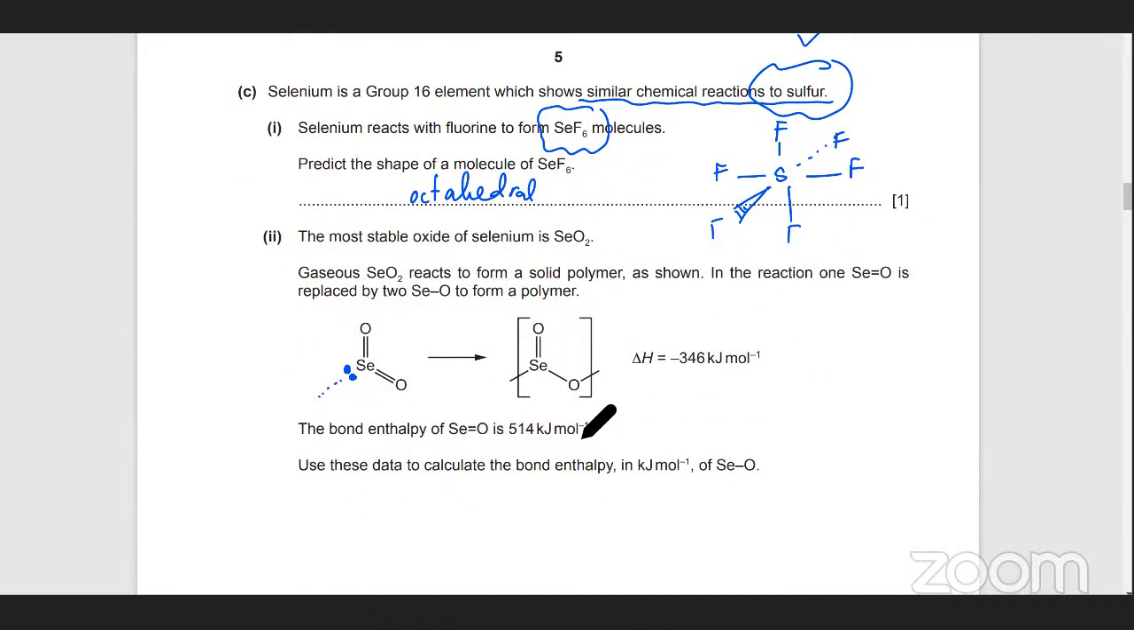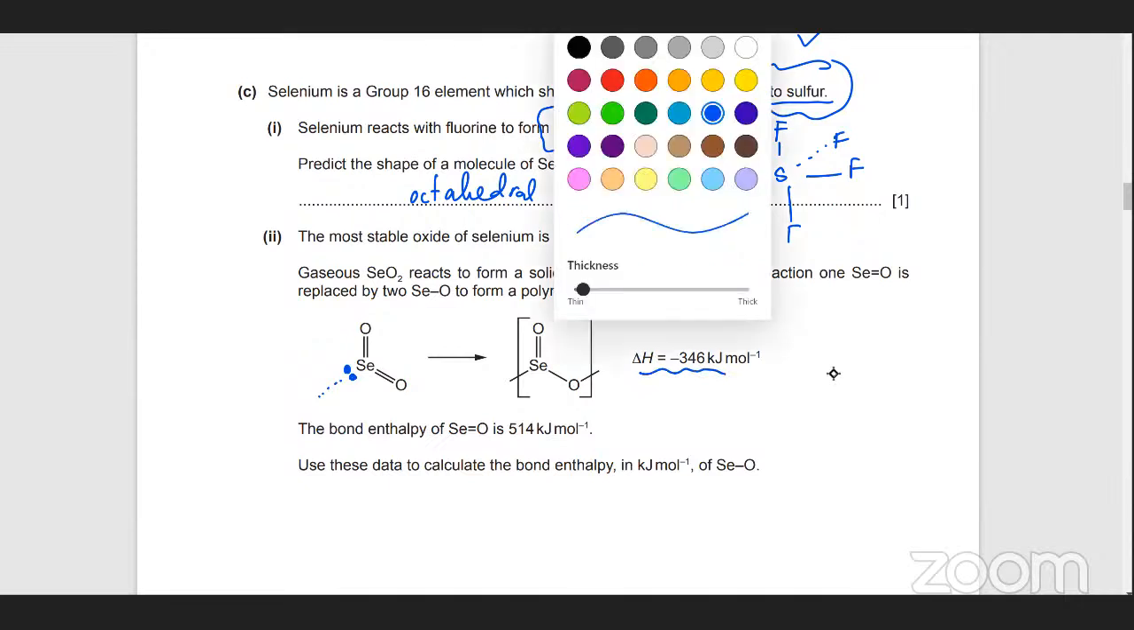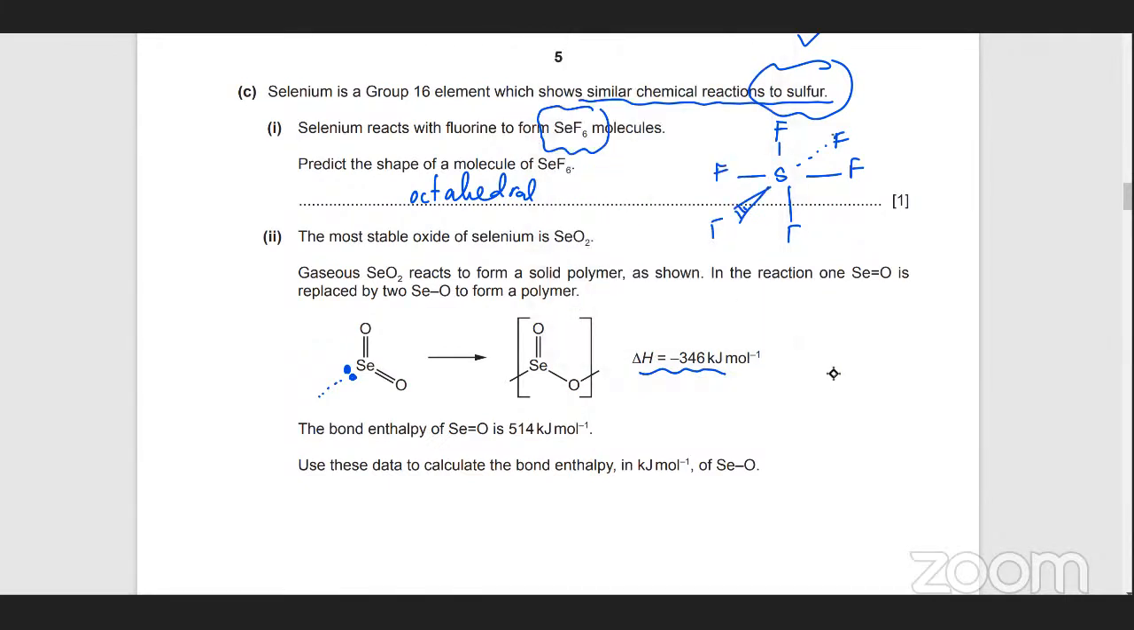The bond enthalpy of SeO is 514. Use these data to calculate the bond enthalpy in kilojoules of SeO. Remember, this is a tricky part. What you have to do is, the first thing is you're given the enthalpy change. So what is the enthalpy change? The enthalpy change is the overall energy change when you add up the bonds broken. Delta H, what is delta H? Okay, bonds broken.